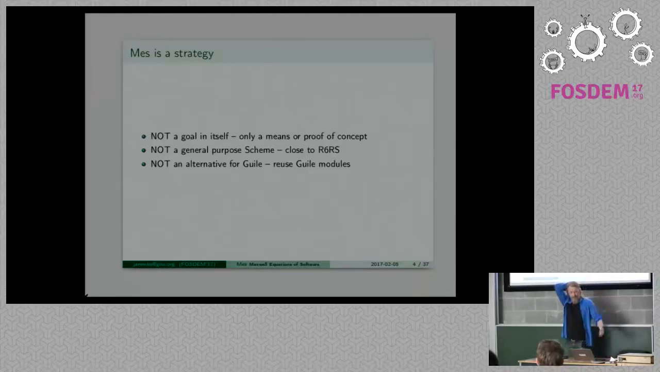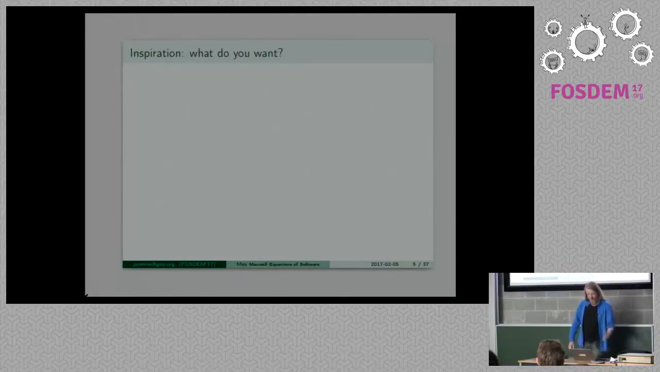So I have something that actually works, but I look at it as being a strategy to test things out, and there are many decisions that could be made, and for me I need something that works to be able to see the next step. So it's not a goal in itself. I have something like a proof of concept. It's not a general purpose Scheme, although it has aspects of being close to R6RS, and it has major gaps, and it's not an alternative for Guile, but I'm loading and using Guile modules.